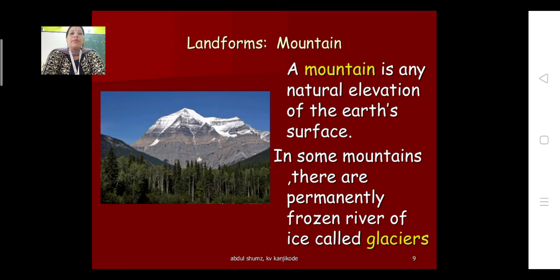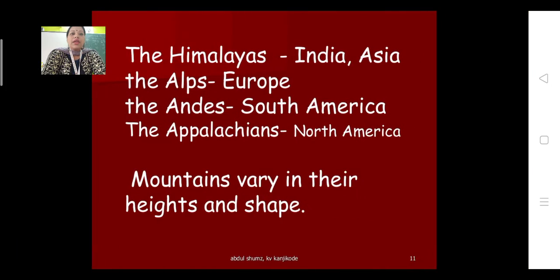So let us know about the landforms of the earth, that is mountain. A mountain is any natural elevation of the earth's surface. In some mountains there are permanently frozen rivers of ice called glaciers. Okay, and the mountains, for example, the Himalayas in Asia, the Alps in Europe, the Andes in South America, and the Appalachians in North America are the major mountains with various heights and shapes.